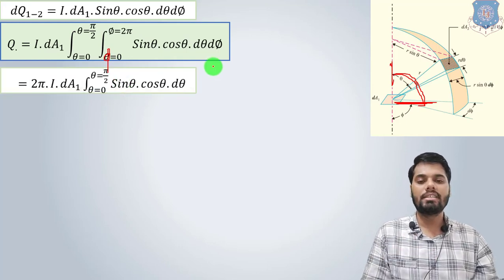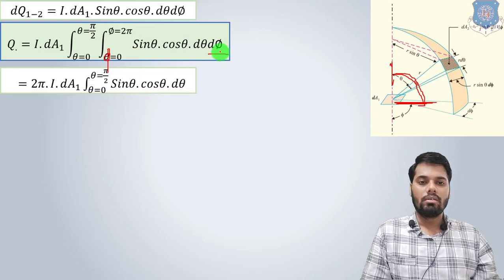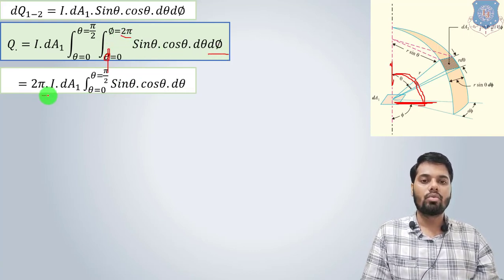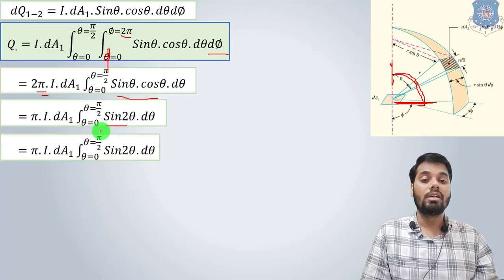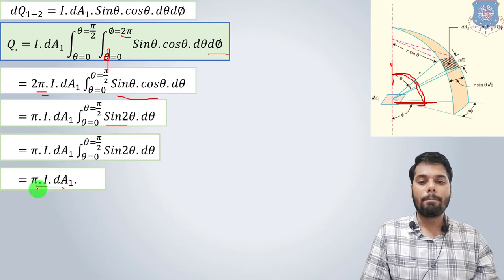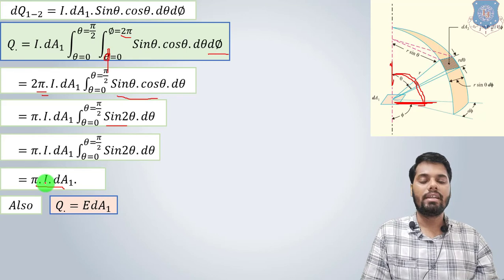So now integrating this equation, it is only d phi here. So putting upper limit minus lower limit, 2 pi minus 0 would give us 2 pi. Then 2 sin theta cos theta will become sin 2 theta. Integrating sin 2 theta, putting upper limit minus lower limit, we will get pi I dA1. So Q is equal to pi I dA1.